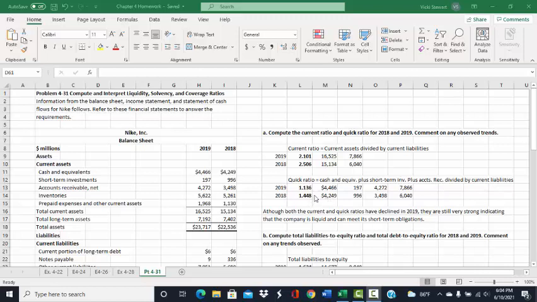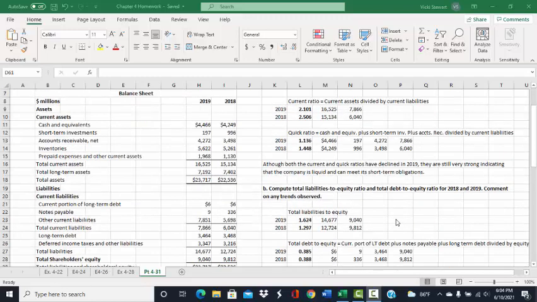So when we look at the liquidity ratios, which are the current and the quick ratio, we see that the current ratio decreased just slightly in 2019, and so did the quick ratio. Although these both have declined, they're still very strong ratings, and the company is liquid and can meet its short-term obligations.